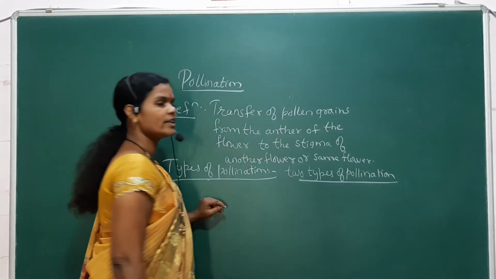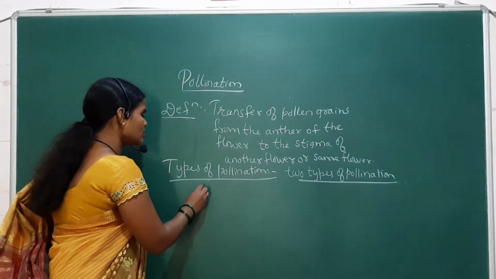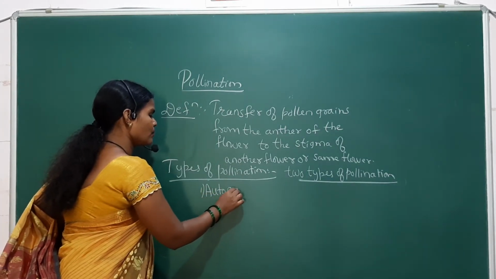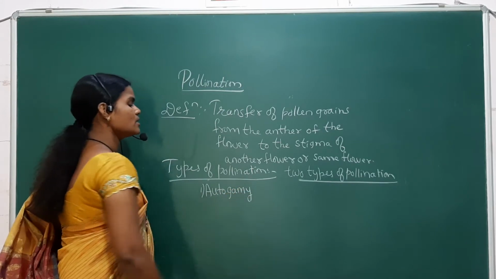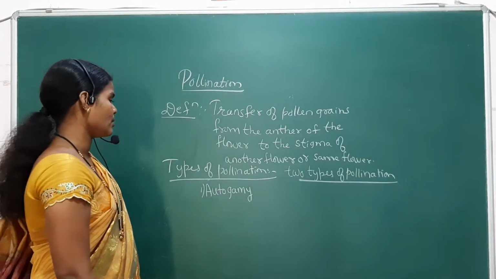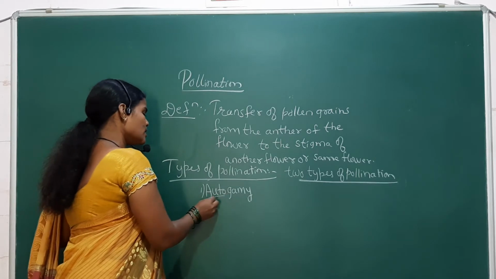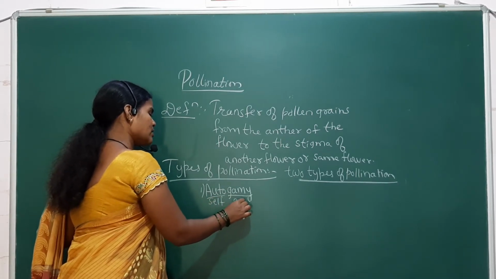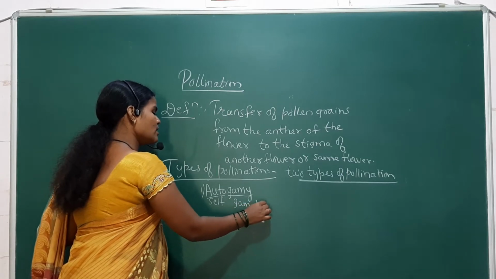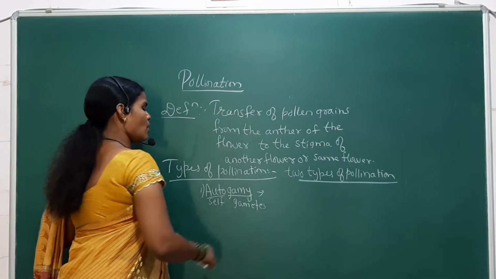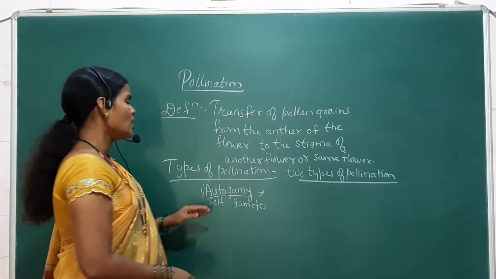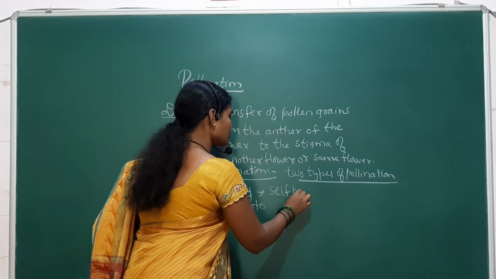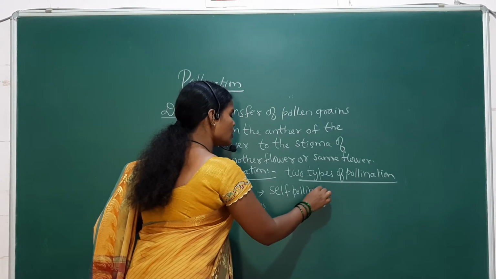There are two types of pollination. The first one is called autogamy. Auto means self. Gamy means gametes, male gametes and female gametes. Autogamy, or we will say self-pollination. It is also called self-pollination.